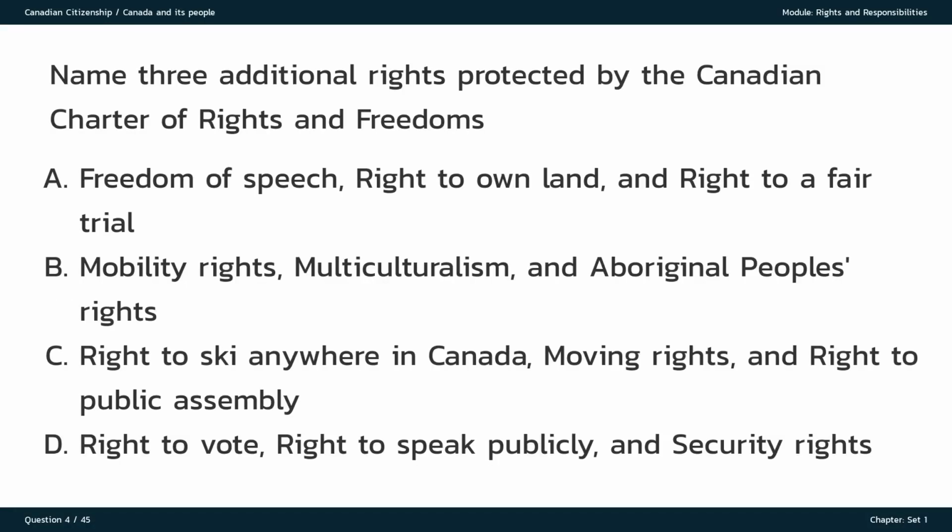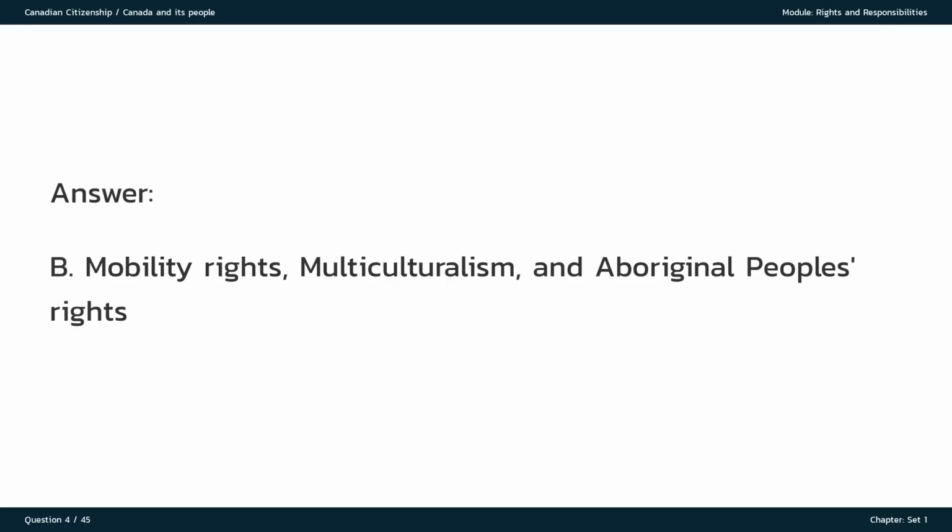Name 3 additional rights protected by the Canadian Charter of Rights and Freedoms. A. Freedom of speech, right to own land, and right to a fair trial. B. Mobility rights, multiculturalism, and Aboriginal people's rights. C. Right to ski anywhere in Canada, moving rights, and right to public assembly. D. Right to vote, right to speak publicly, and security rights. The answer is B. Mobility rights, multiculturalism, and Aboriginal people's rights.